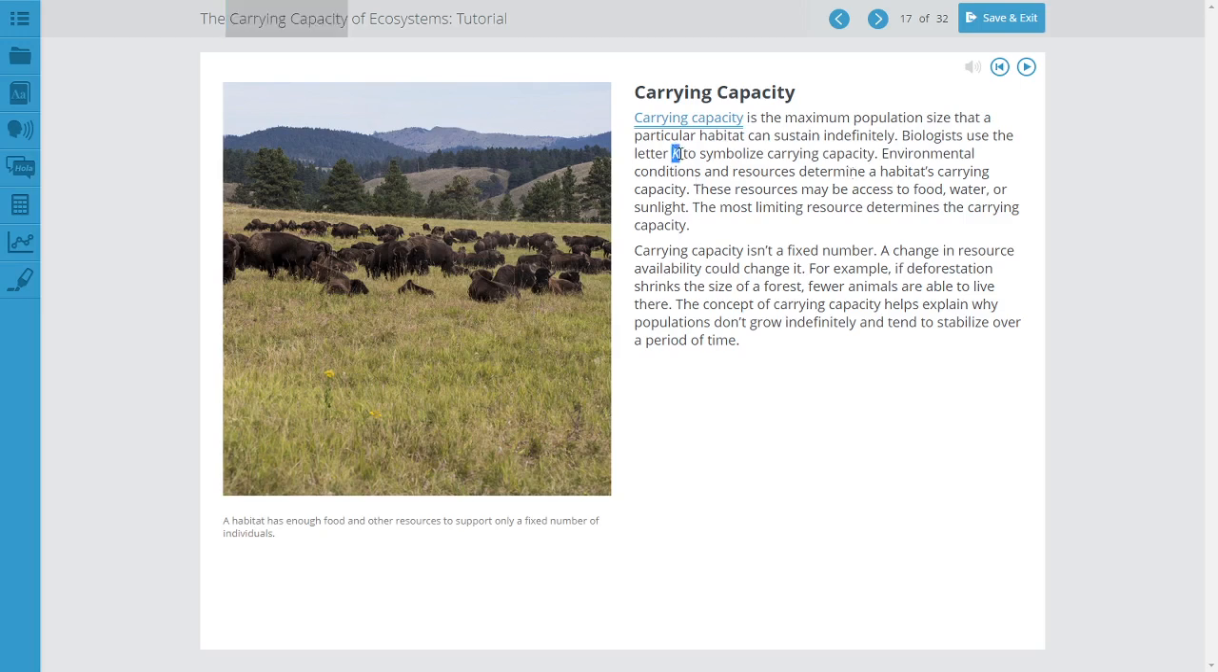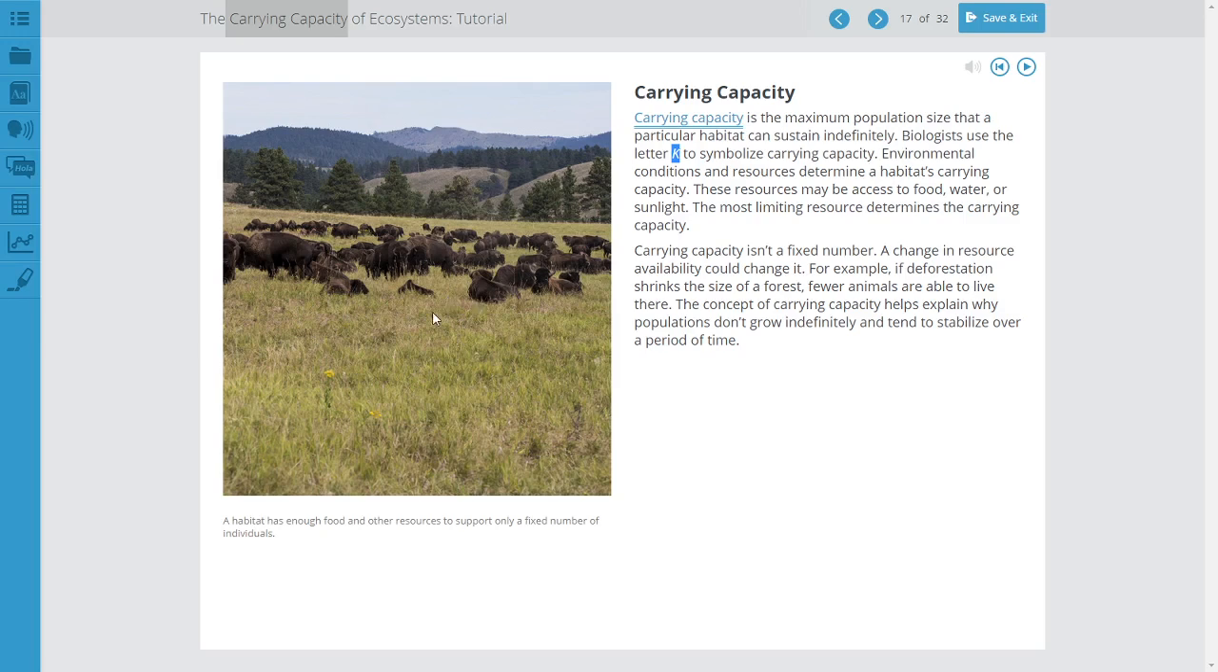Biologists use the letter K to symbolize carrying capacity. I don't know why, couldn't begin to tell you why, but K equals carrying capacity, and environmental conditions and resources determine a habitat's carrying capacity. Could we get more buffalo here? If we found this herd of buffalo naturally out in the wild, and if somebody were to say, can we get more buffalo, you would have to say no, because this is how many nature said can go here.